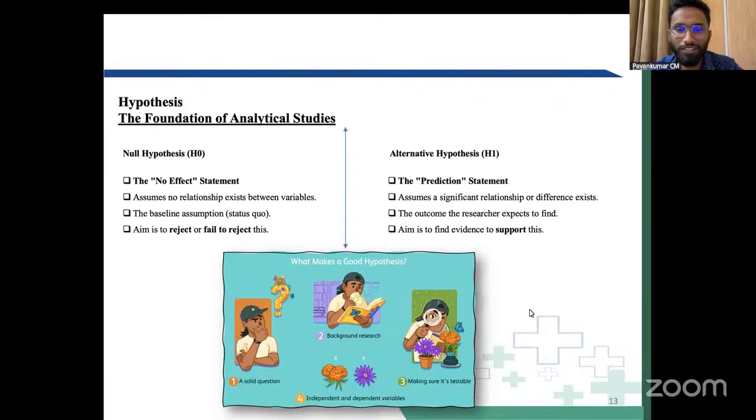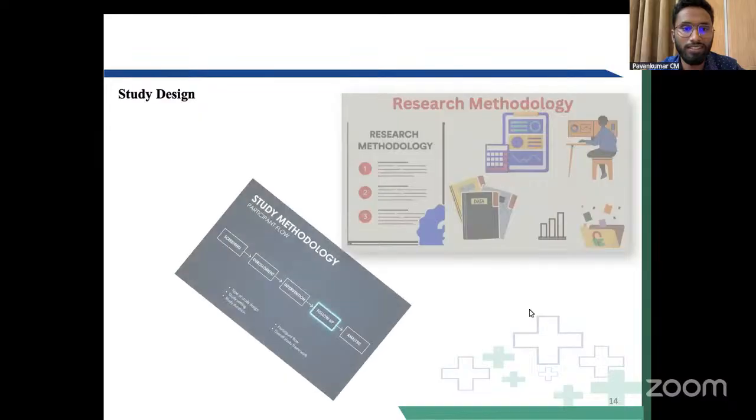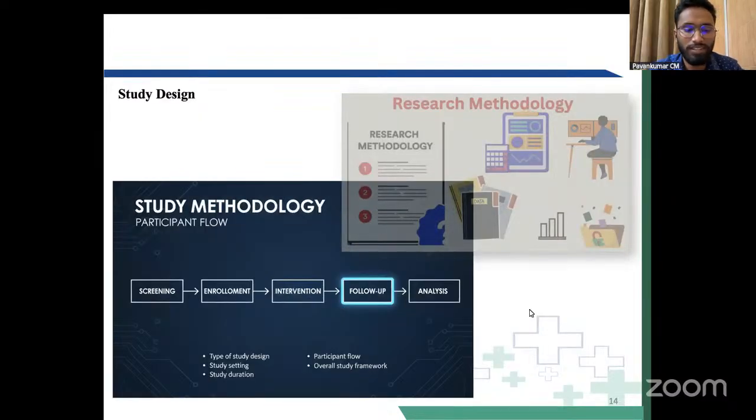So in a clear image, what we have mentioned is that we have to frame a solid question, and we have to plan what makes a good hypothesis. Then we have to go for the background research. Then we have to make sure it's testable and, as we discussed, feasible. And next, we should also find the independent and dependent variables, because they are very important for the hypothesis. And the study design, if we are planning, there are many study designs we can plan, like the type of study design, study setting, study duration, participant flow, and overall study flow.